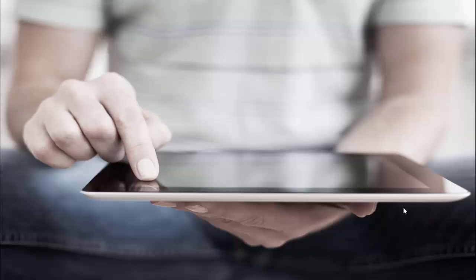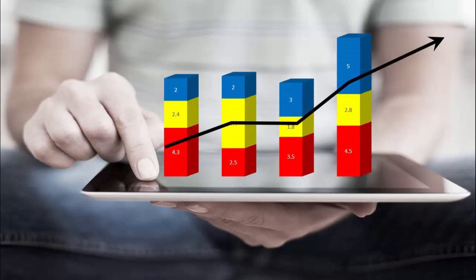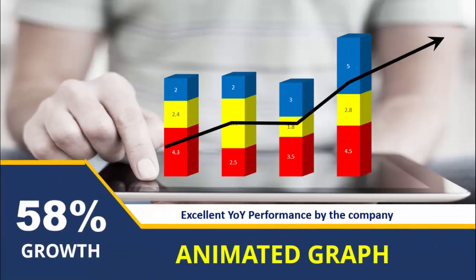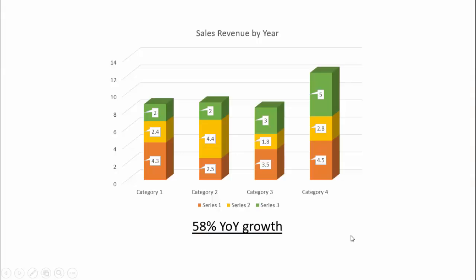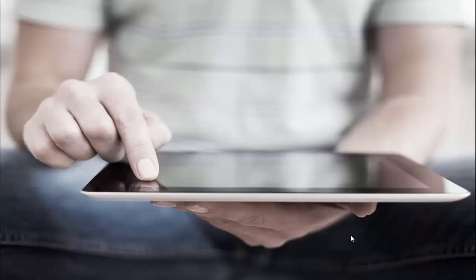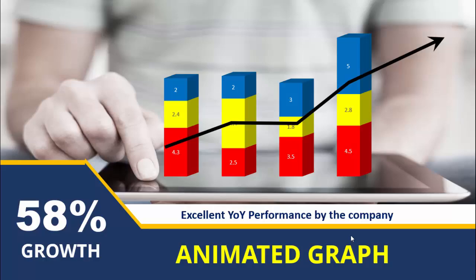You can see here, first of all, I have added a background image where a businessman is holding a tab, and when I click, the same information or the same graphs appear at the top of the tab. Then whatever image you like, the message you like to convey, you can see here I have highlighted where it says 58% growth, and you can give the title or the headline of your chart. Then you can give one more message also: excellent year-on-year performance by the company. So you can see how we have converted this boring looking chart into a more creative chart, something like this.